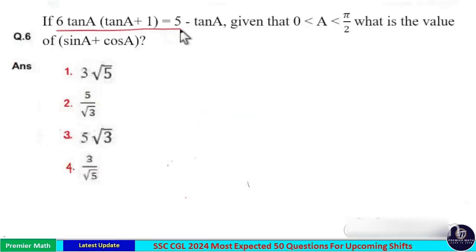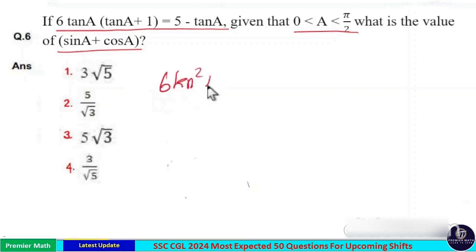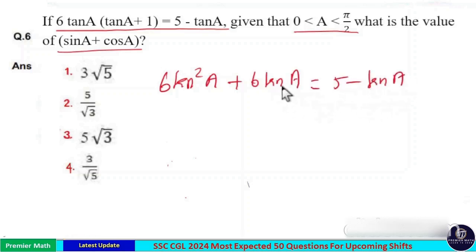If 6 tan A into tan A plus 1 equal to 5 minus tan A, given that 0 less than A less than pi by 2, what is the value of sin A plus cos A? Here 6 tan A into tan A plus 1 means 6 tan square A plus 6 tan A, which is equal to 5 minus tan A. Now this tan A come to the left hand side, so this will become 7 tan A.